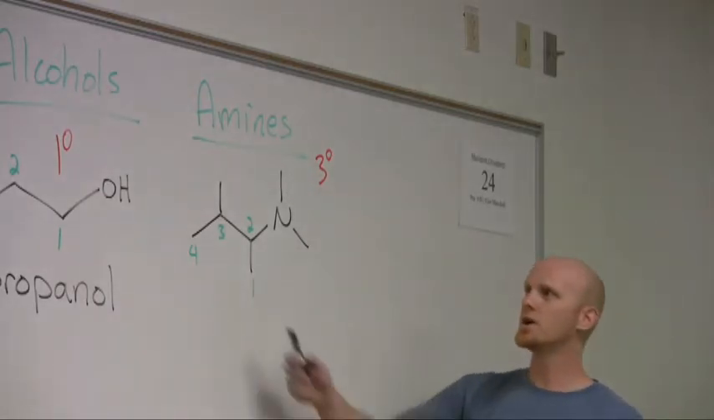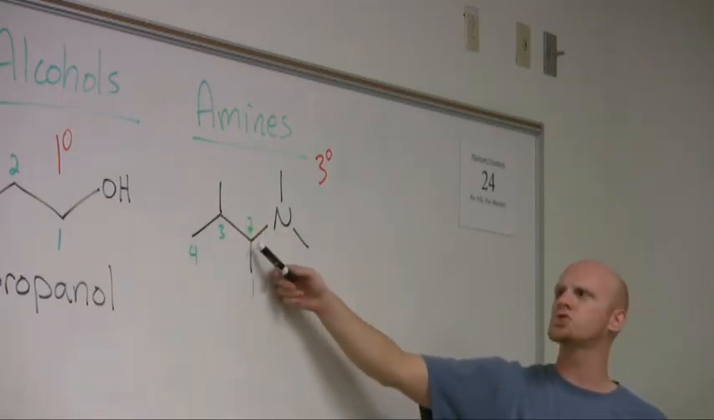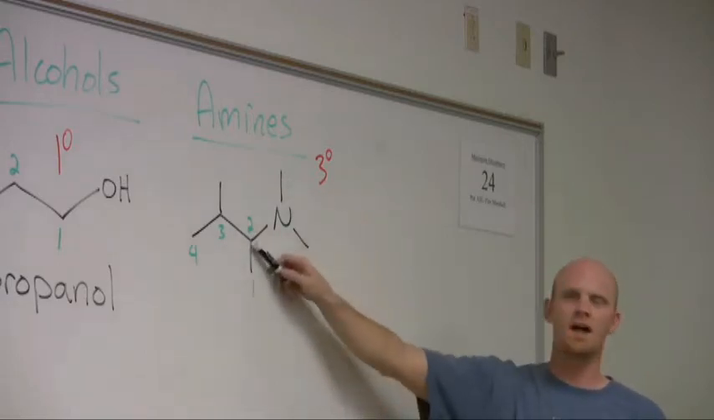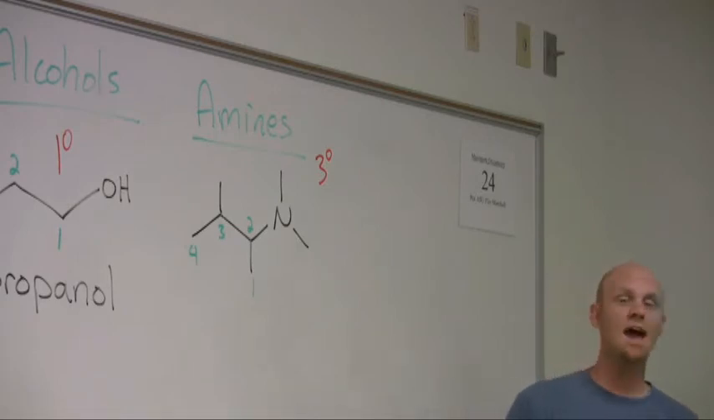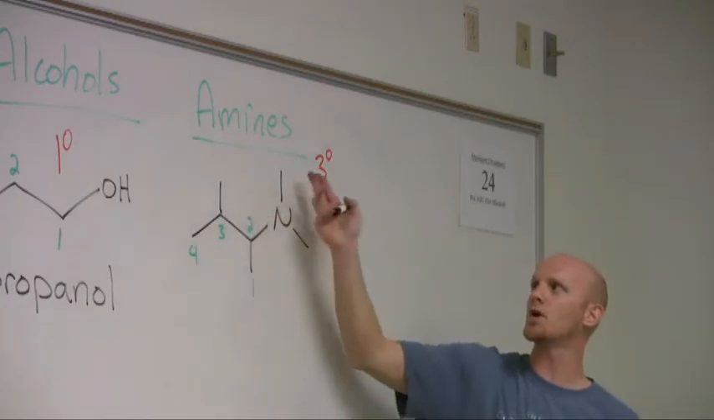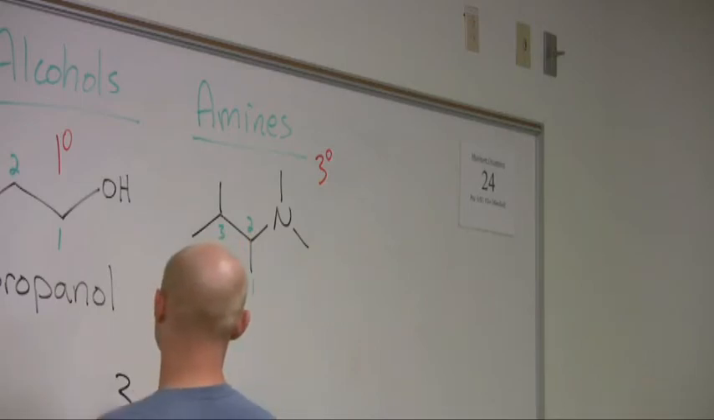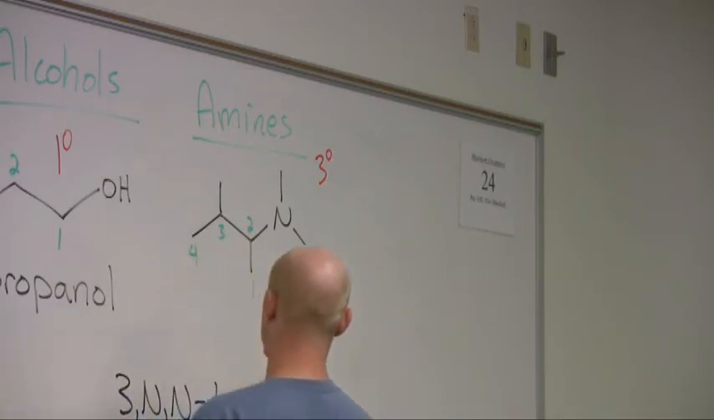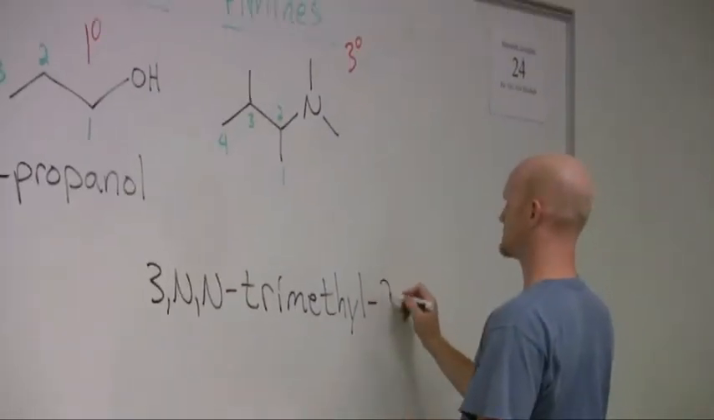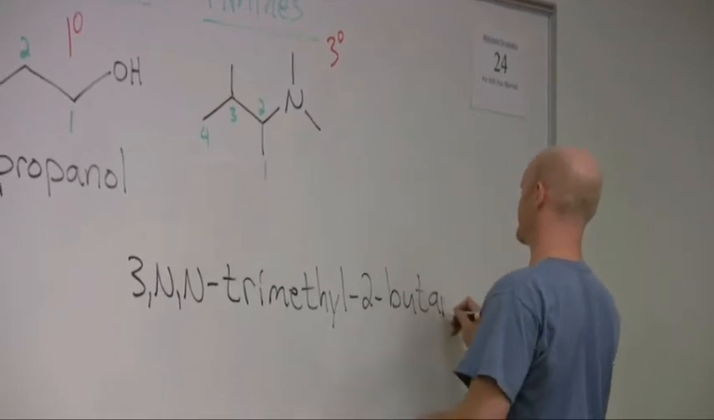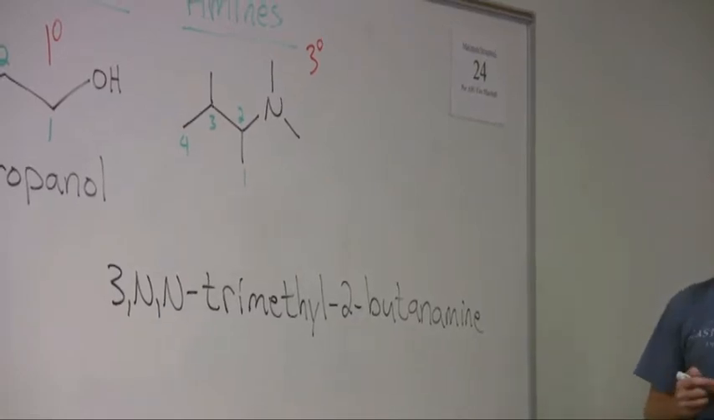So in this case, yeah, 3-methyl, but a lot of students try to say 2,2,3-methyl. But methyls aren't attached to carbon 2, they're attached to the nitrogen. And to designate their location, we just say they're attached to the nitrogen. So we say N-dimethyl. In this case, we group all the methyls together, so we'll say 3,N,N-trimethyl. This is 3,N,N-trimethyl-2-butanamine.